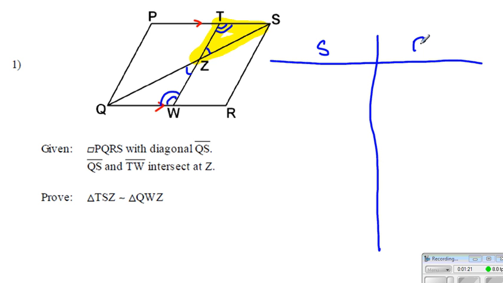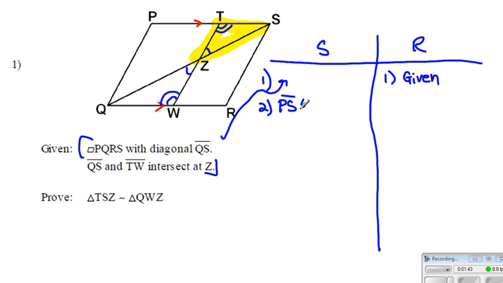Statement and then reasoning. So first, I'm going to assume that all these things are written over here, and then the reasoning it will be given. Now, second, as soon as we realize that the line segment PS is parallel to QR, in parallelogram, opposite sides are parallel.